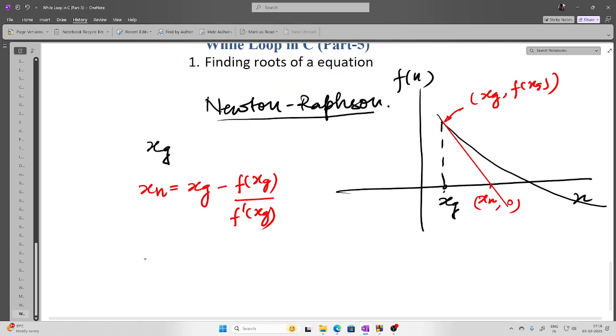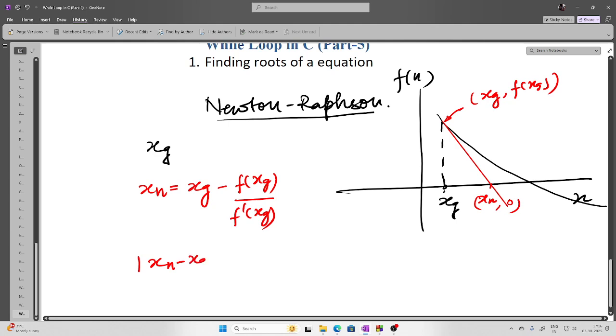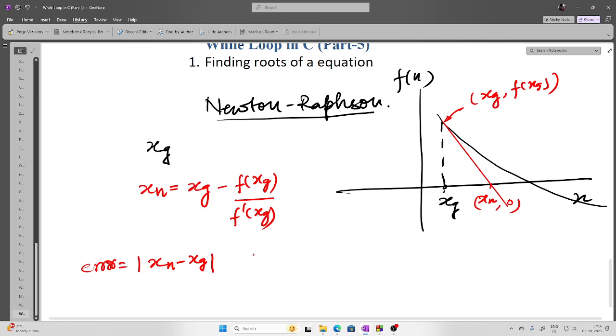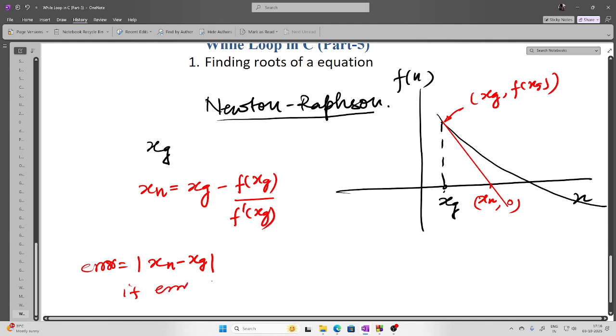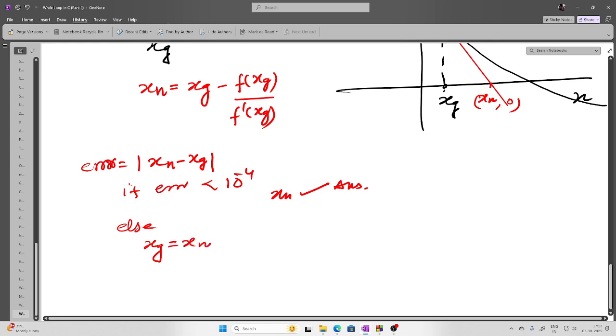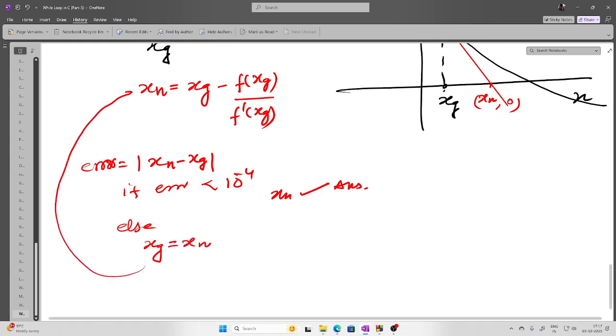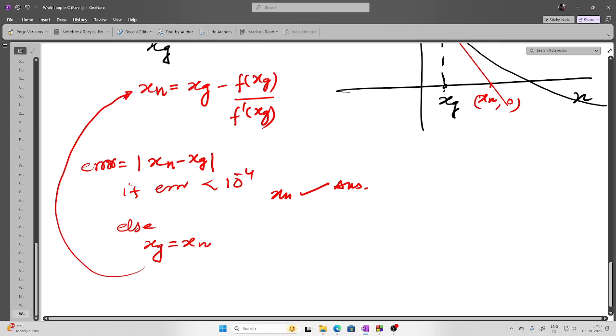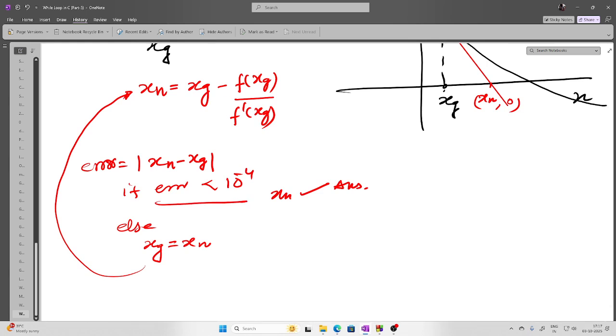Once this is done, you find the absolute error between the new value and the guess value. If this error is less than some tolerance criteria, let's say 10 to the power minus 4, then your xn is the answer. And if it is not, then you simply say that the guess for the next iteration will be the one which I have obtained, and then directly go to this step and repeat this continuously till the error is small enough. Now, how to do this?